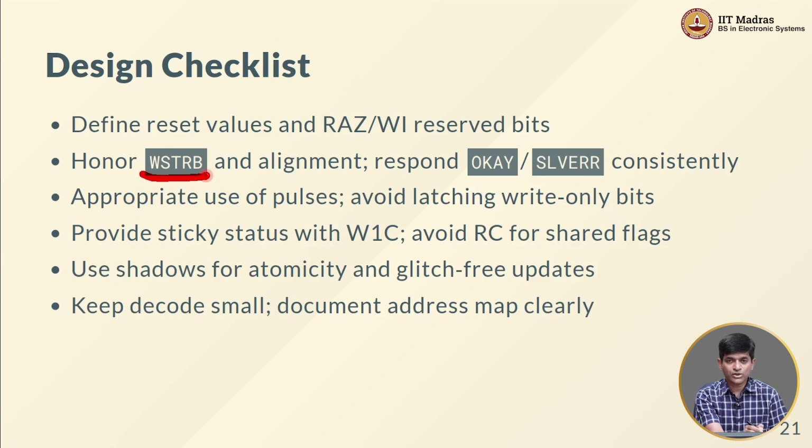By honoring the WSTRB signal, it helps us with alignment. We can use this to decide whether or not I need to write into individual bytes. We saw how the WSTRB was used, for example, to decide whether I was writing only into bit number 0 to clear. Use pulses appropriately, and avoid latching write-only bits. When I say write only, this is like the W1P that was used for the reset pulse. They are very useful, but they are for specific actions and not for setting state inside the system.